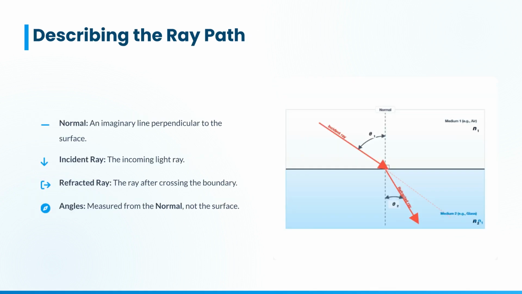To describe these paths, we use specific terminology. The normal is an imaginary line perpendicular to the surface. The incident ray is the incoming light. The refracted ray is the ray after it crosses the boundary, and all angles are measured from the normal.